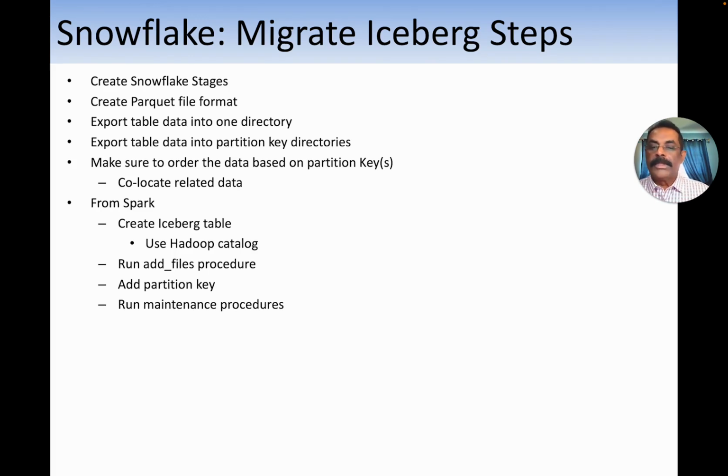Then of course, since you have already done this, you use the same thing. Then run maintenance procedures, which is rewrite data files. With the partition key, you need to rerun rewrite data files, so that it adjusts the directory structure. Then run expire snapshots, because running the rewrite data files is going to create another snapshot, and you don't want the previous history. So just keep only one single snapshot. That way you will have a fresh start. Okay.